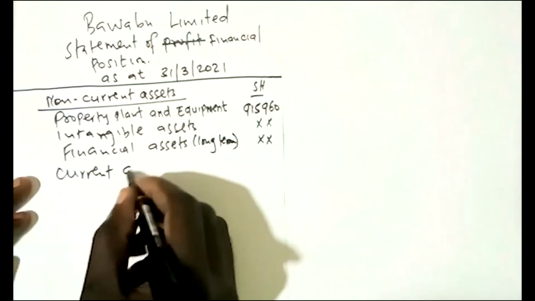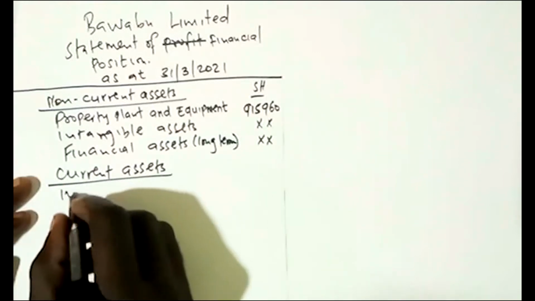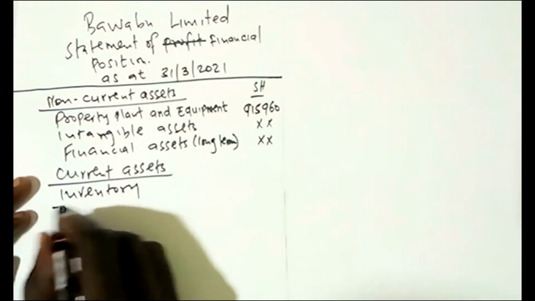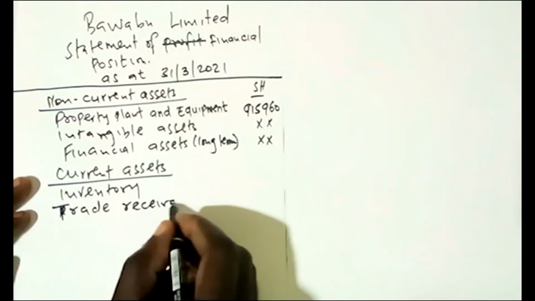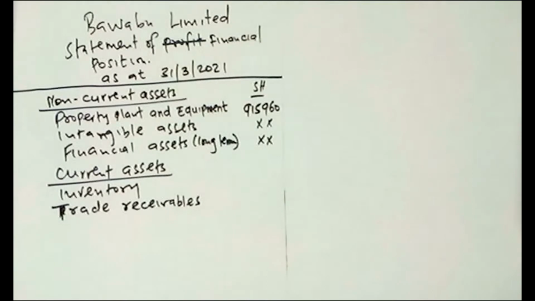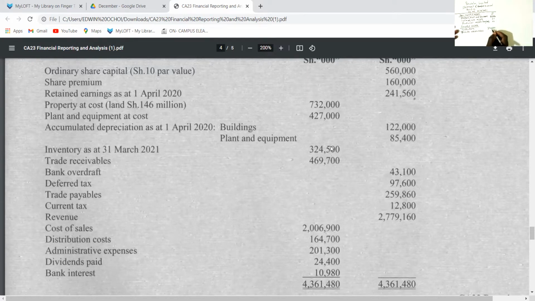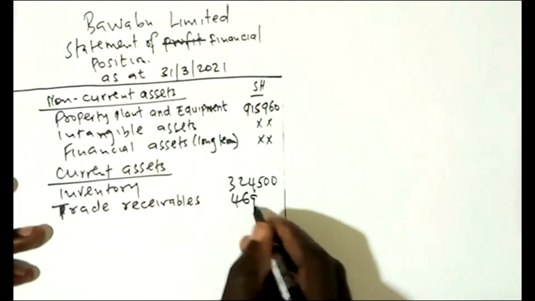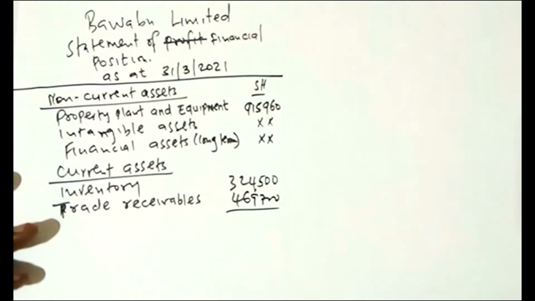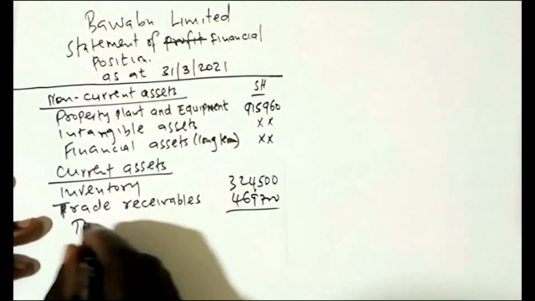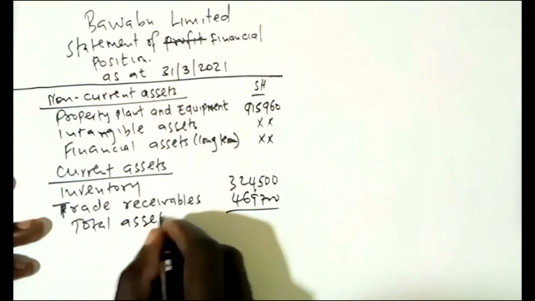Then we move to the current assets, under which we have inventory and trade receivables. The inventory is 324,500, and the trade receivables is 469,700. There's no other current asset. Right now, there's no cash, no bank balance, no prepayments. Those are some of the assets which can be put under the current assets. So here we have the total assets.